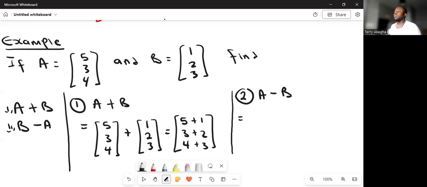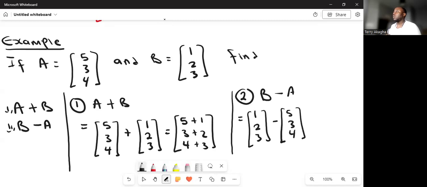While for the second one, sorry, it's B minus A, right? So B minus A is going to give us, B is going to be 1, 2, 3, and A is going to be 5, 3, 4. Then we're going to have 1 minus 5, 2 minus 3, and 3 minus 4.